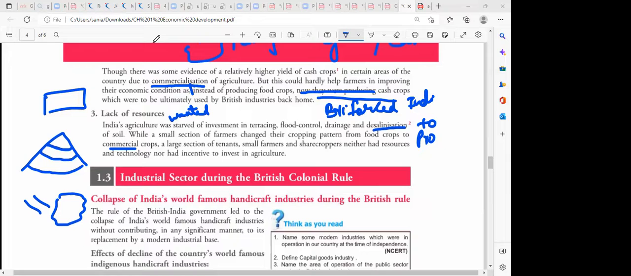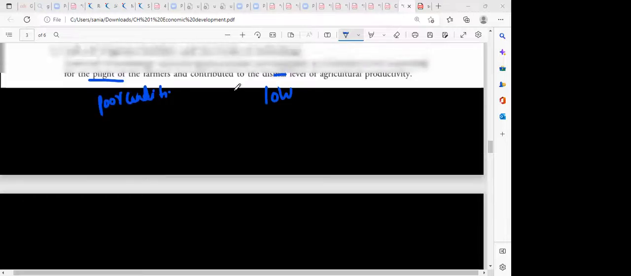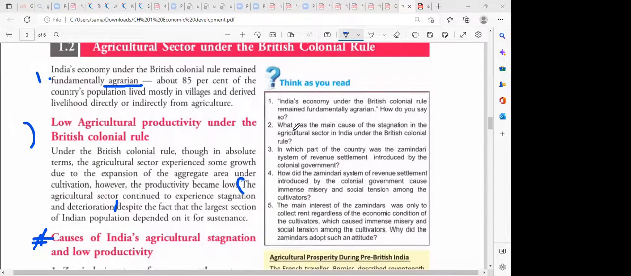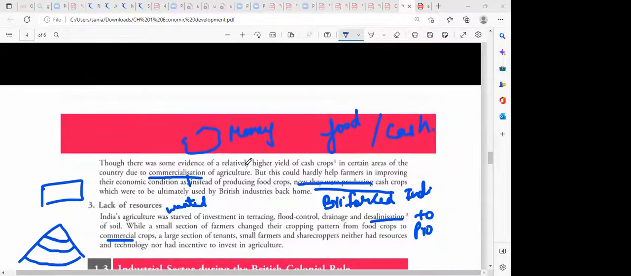So girls, what you are going to do is recall everything. In the next class, we'll start with the industrial sector. We'll do a few questions before that. These are the questions related to the agriculture sector. We'll be discussing them, and then we'll move to the industrial sector. Clear? Clear. Okay then.